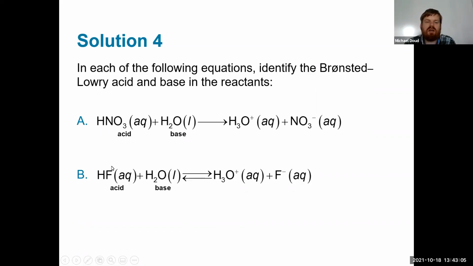Next up, we have the acid, HF, and the base, H2O. Here, again, we see that we start with HF and we end with the fluoride ion. So clearly HF gave up a proton to form the fluoride ion. Likewise, the water molecule picks up a proton to form the hydronium ion. So HF is acting as the acid, it donates its proton, and water is acting as the base. It accepts the proton.